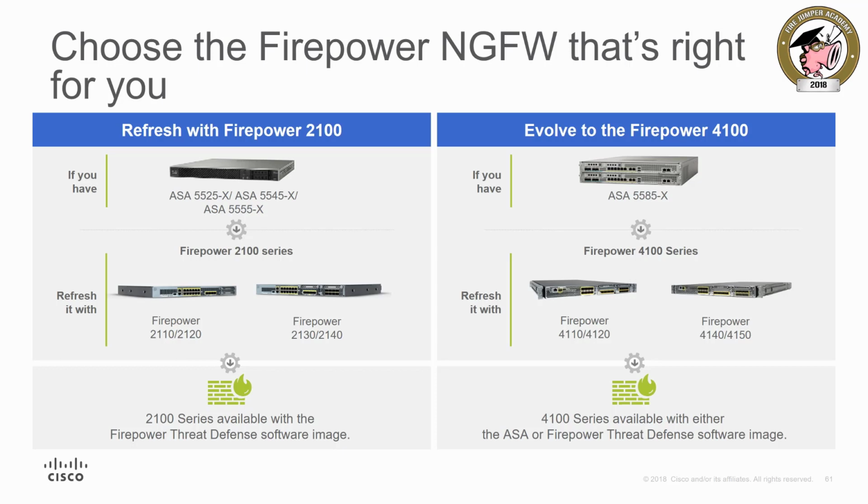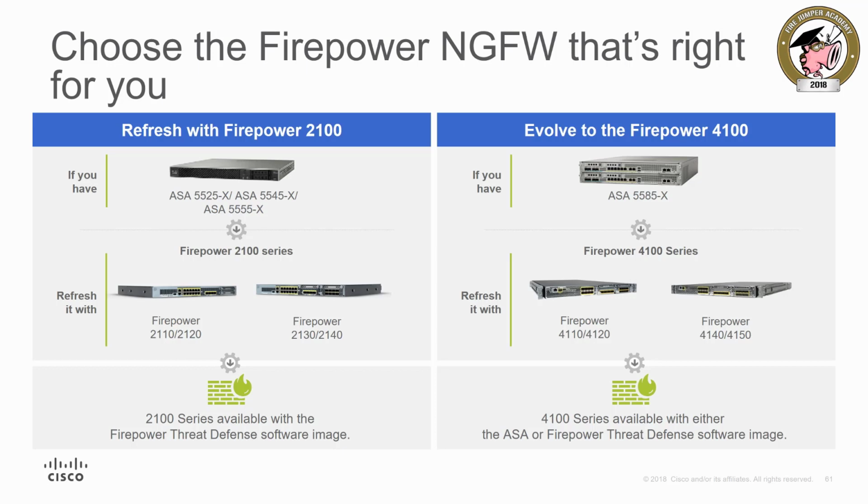Customers who currently have the 5585X series should replace their appliance with a member of the Firepower 4100 series. The 4100 appliances can support either ASA or Firepower Threat Defense software image. Upgrading today ensures that your organization and those customers are protected with the best NGFW capabilities that Cisco has to offer.